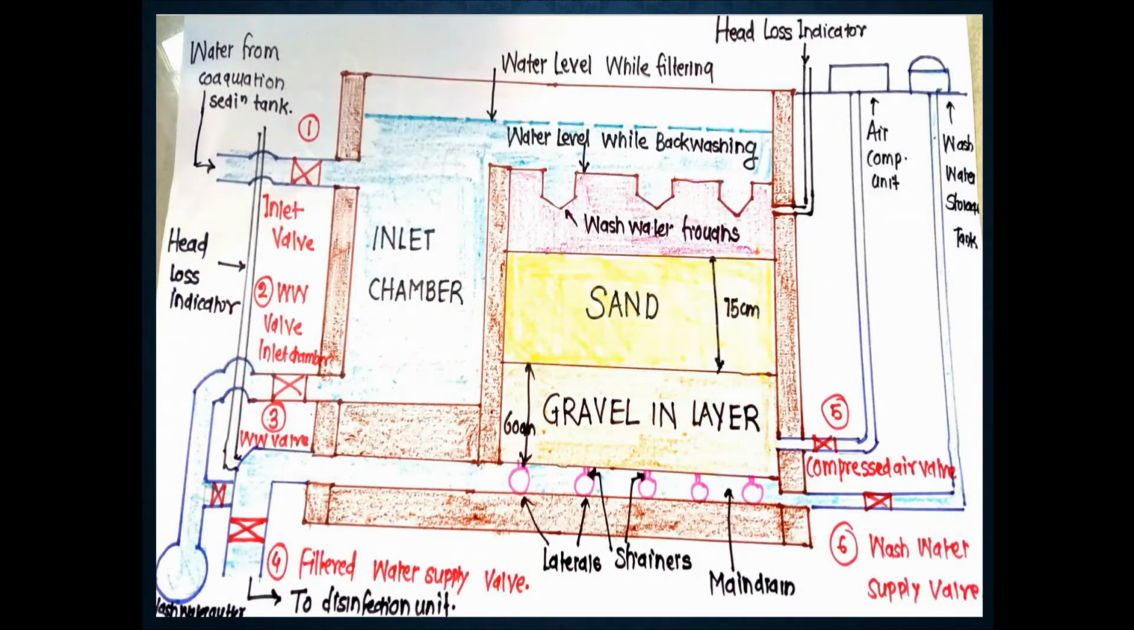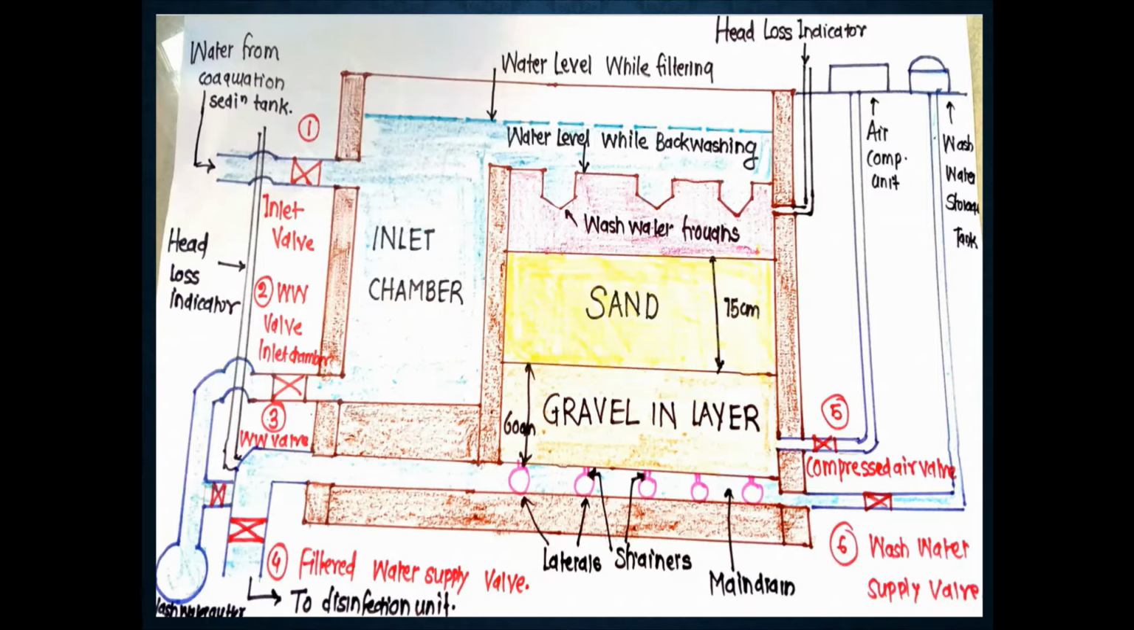This is nothing but the actual cross-sectional diagram of the rapid sand filter, which you should draw in your exam when a question of this type appears: explain the construction and working of the rapid sand filter. Then you should draw this corresponding diagram. This is a 2D cross-sectional, elevation diagram of the rapid sand filter. Let's see our discussion with respect to this diagram.